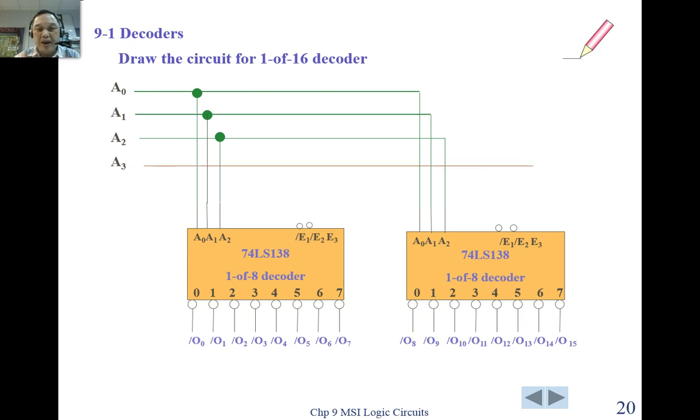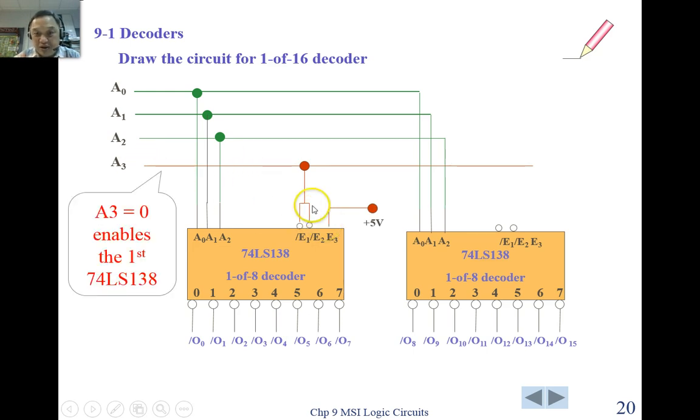Now you make use of the MSB A3. Connect to where? When it's 0, 0, you see that? I haven't finished connecting. When you got 0, 0, let me connect all this first. You check it out. When this is 0, this IC will be enabled. You got 0 here, you need 5 volts to enable here, so this IC will be disabled. So when you have 0, 0, 0, 0, this guy is enabled, not this one. This is disabled because you got a 0 here.